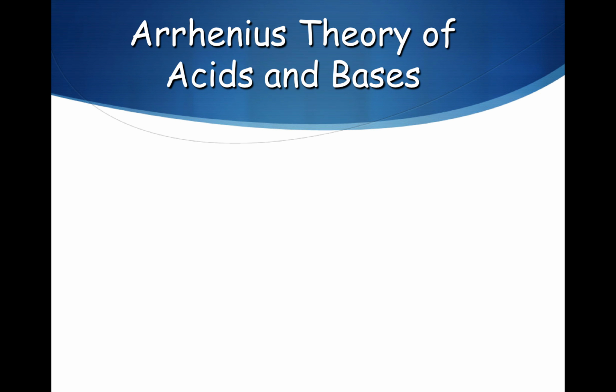It's Mrs. Mafucci, and it's time to continue our discussion of acids and bases. There are two different theories of acids and bases that we are going to be considering this year. The first one is called the Arrhenius Theory. Svante Arrhenius was a Swedish scientist who arrived at this theory back in the 1800s.